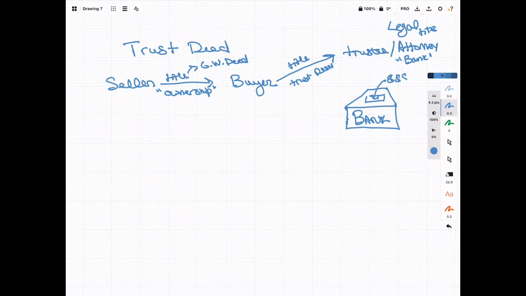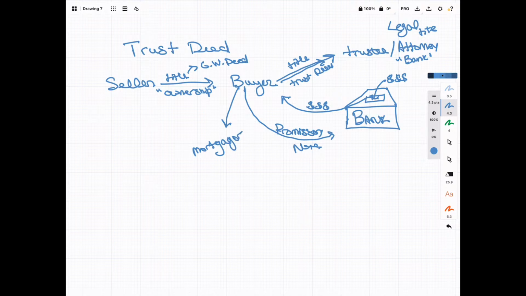That's where money goes in. And then they give this money to you. They give you money. In exchange, the buyer's going to give the bank a promissory note. And then the buyer's giving this deed of trust, or this trust deed, to the trustee on behalf of the bank, making this person the mortgagor. It makes the bank the beneficiary, and it makes the trustee the trustee.